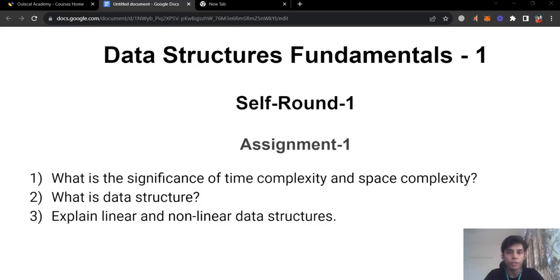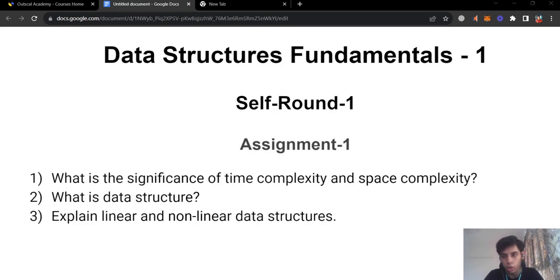Hi all, I'm Raghav and this is my Data Structures Fundamentals-1, Self-Found-1, Assignment-1, and today I'm going to discuss the following three questions. What is the significance of time and space complexity? What is a data structure? And third, linear and non-linear data structures.